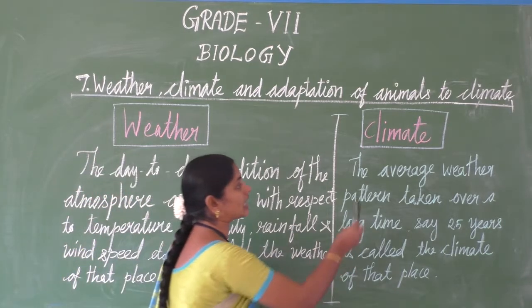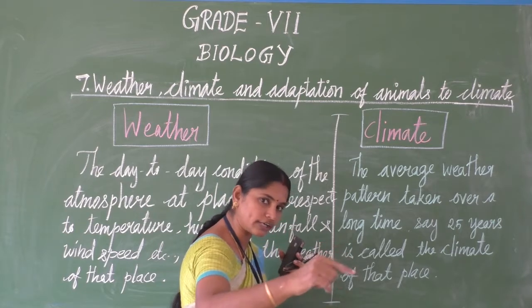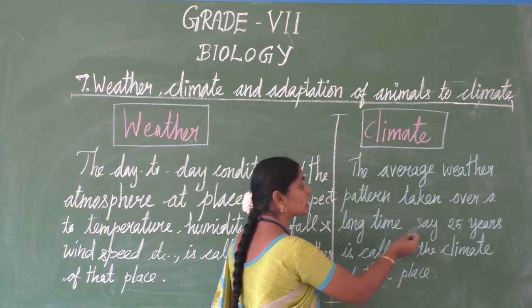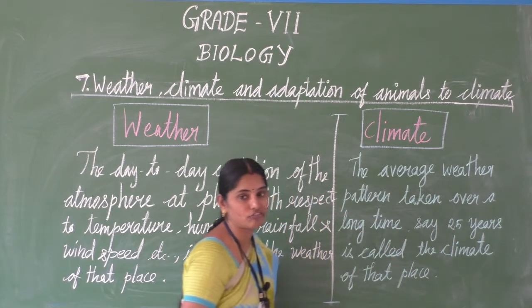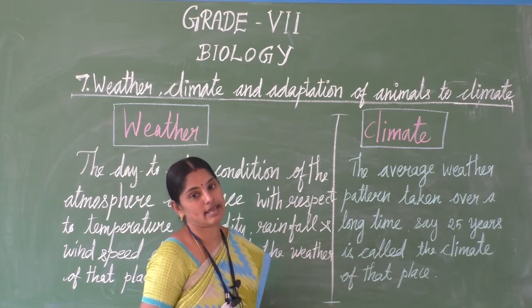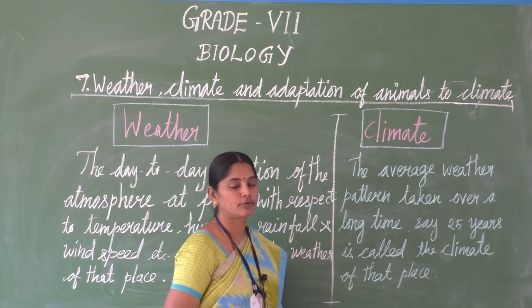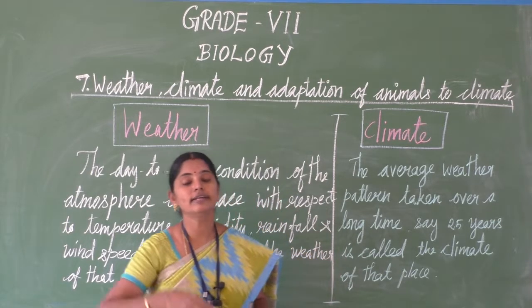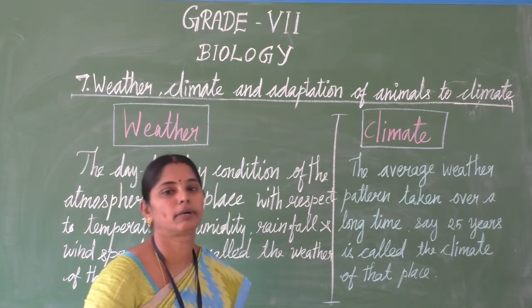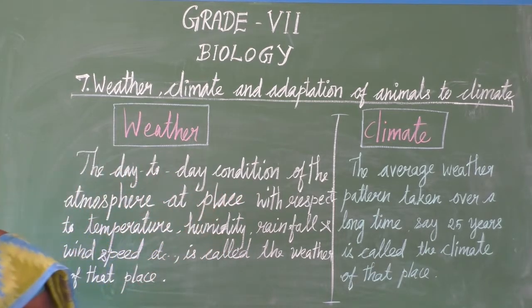Then what is meant by climate? The average weather report. Every day we are calculating, no? So like that, the average weather report we calculate taken over a long period of time, say 25 years. So that is called as climate. Okay, the average weather report. Every day weather report average is calculated, and then they say about the climatic condition of that particular place. Okay, this is the difference between weather and climate.